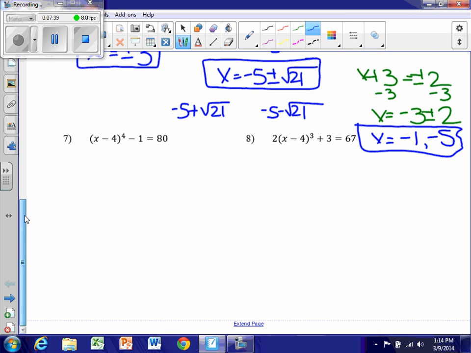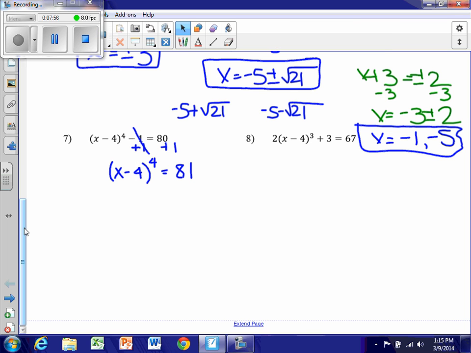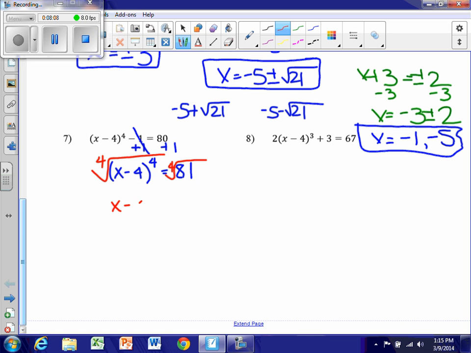All right, let's move down the page. Again, I've got some parentheses, so I want to isolate them first. So I add the 1. That gives me the parentheses by themselves with a power equals 81. To get rid of the power, I have to take the 4th root on both sides. That gives me the x - 4 out of parentheses.